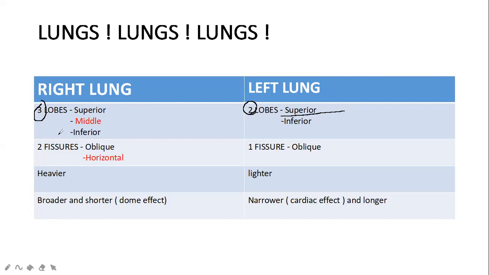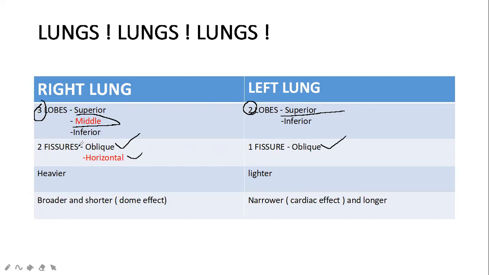Then you go on to the right lung, there is superior and inferior plus an added lobe, that is the middle lobe. That means we have how many fissures? 2 fissures there, okay? And these fissures are the ones that I also listed here. The 2 fissures: we have the oblique fissure, which separates the superior and the inferior lobe. Then we have an added fissure there, that is the horizontal fissure.